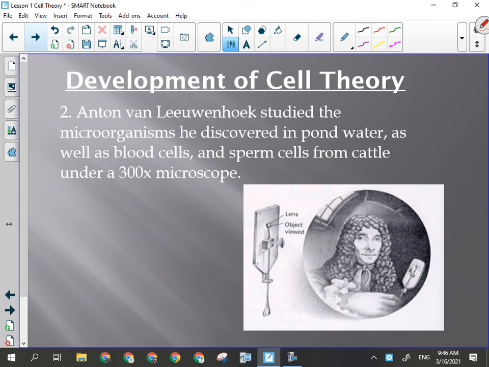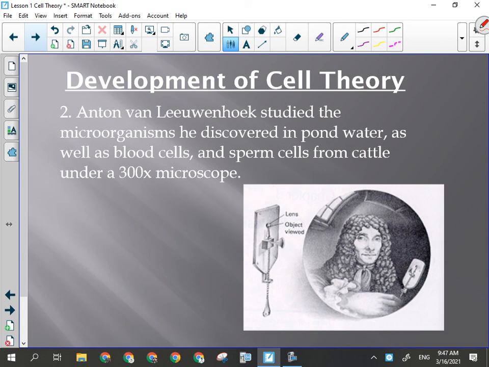Leeuwenhoek was the first person to view living cells, and to realize that cells may be the basic unit of life because they're in all living organisms. So he looked at stuff in pond water. He put pond water in his microscope and could see that there were little tiny microscopic things swimming around in it. He looked at blood cells, pricked his finger and saw that there were red blood cells and white blood cells and all kinds of different cells in there. Looked at sperm cells from cattle. I don't know how he got those. He would look at skin cells. He looked at all kinds of things, but he looked at living cells.